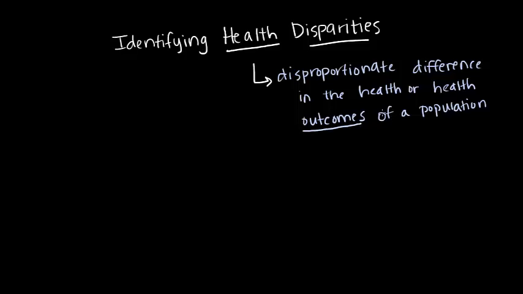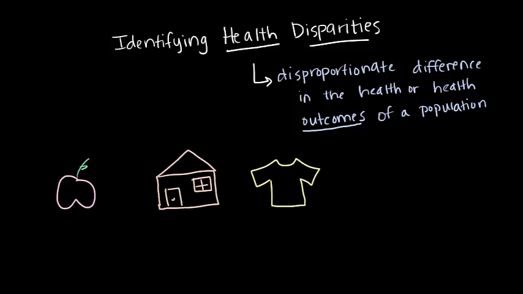outcomes within a population. Now, to understand disparities in general, I like to think of the three basic needs of a human being, and those are food, shelter, and clothing. And because you need money to have any one of these three things, I'm also going to throw in money. Now let's talk about how a discrepancy in any one of these areas could affect health. And let's talk about food for our example.